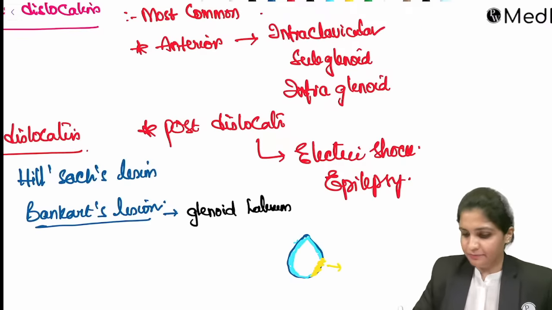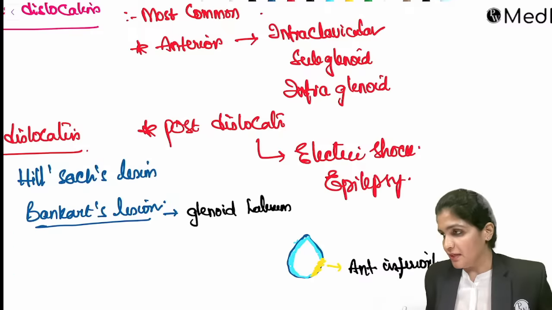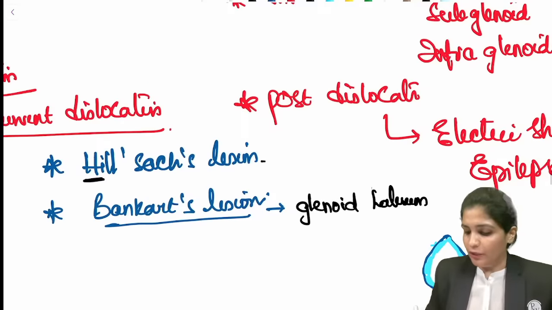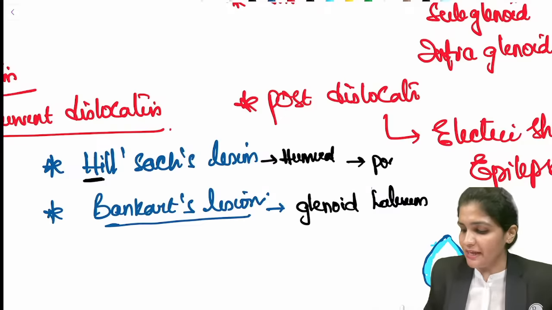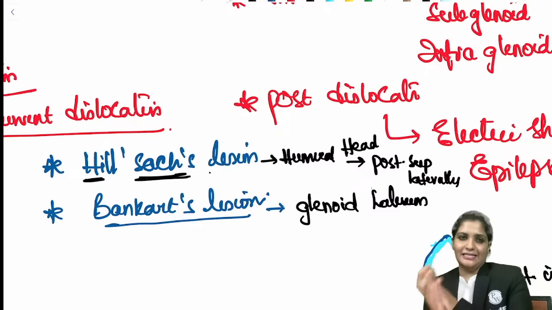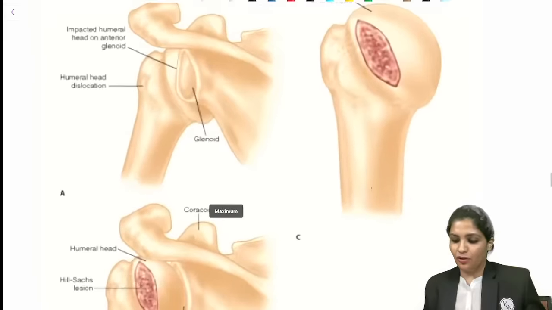And what is Hill Sachs? Anterior inferiorly, right? This is labrum. So pathology is seen in labrum. And what is Hill Sachs? H for humeral head. So there will be a defect on the posterior aspect, and that too superiorly or posterolaterally, there will be a defect on the humeral head. So that is called your Hill Sachs lesion. Bankart's lesion is seen in the labrum and your Hill Sachs lesion is seen on the humeral head.